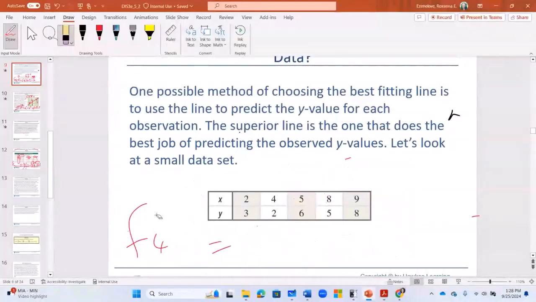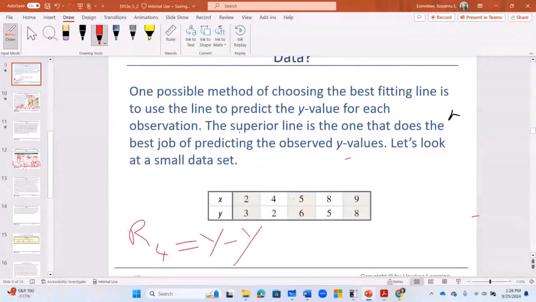So I want to find the residual for 4 only. Residual for 4, R4, is equal to the original observed minus predicted. What does that mean? This implies find what is 4 pairs.